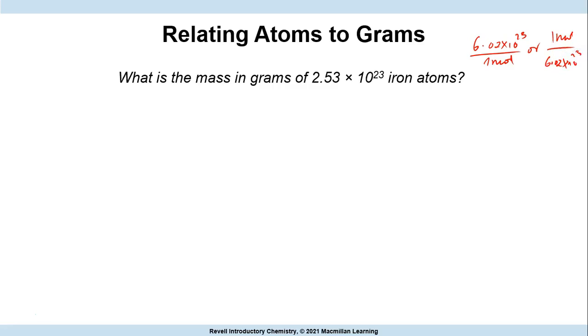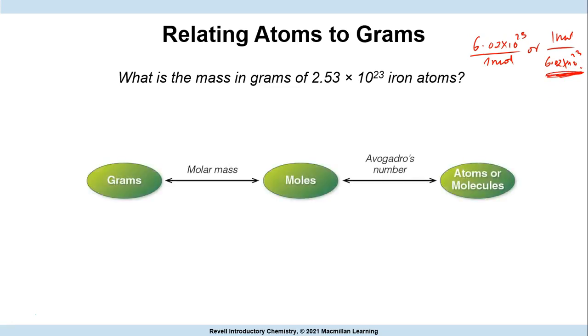So here we are given atoms. So we have to put the 6.02 times 10 to the 23 at the bottom. So this will be at the bottom so that the atoms cancel out and we are left with moles. So let's start with what we are given. We are converting from atoms to moles and then from moles to grams. So for 1 mole of iron, we have 55.85 grams. So the molar mass of iron is 55.85 grams per mole.